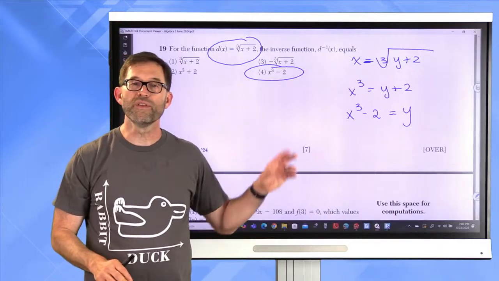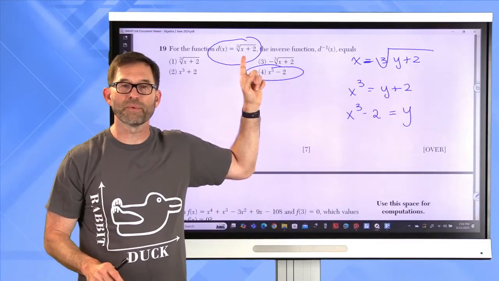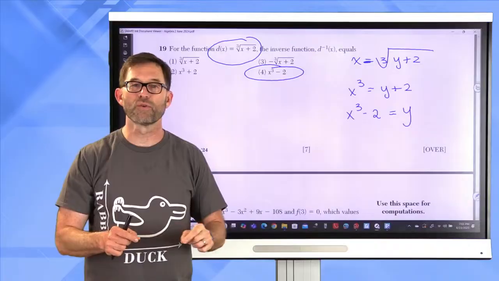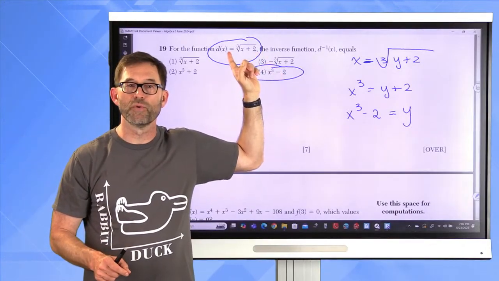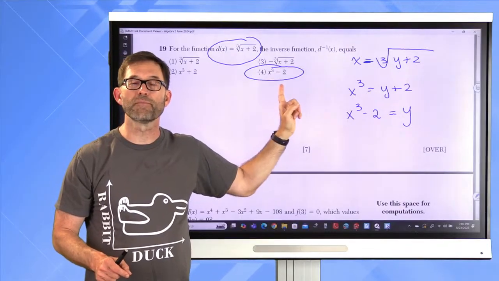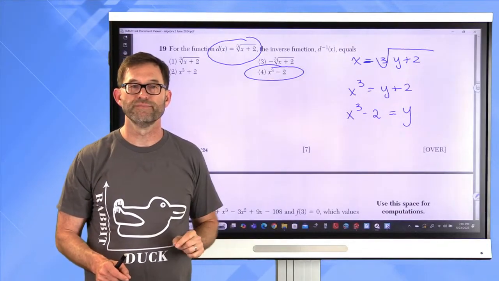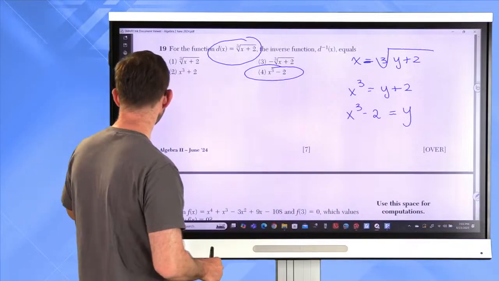And notice how this function really does the exact opposite of this function in the opposite order, right? This particular function adds 2 to the input and then takes the cube root. This function cubes the input and then subtracts 2. All right.